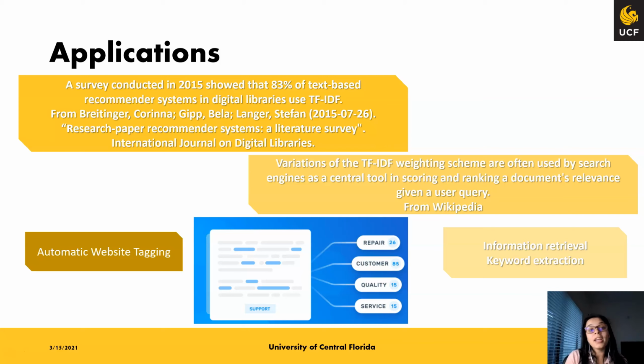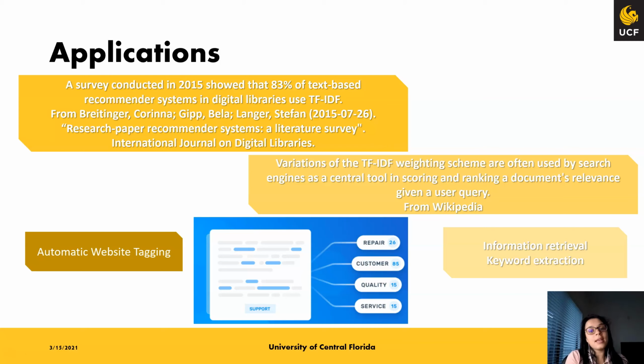In the first block here, we can see that a survey conducted in 2015 showed that 83% of text-based recommender systems in digital libraries use TF-IDF. That's a lot. 83% of recommender systems that are based on text use TF-IDF as their word vectorizer technique. That's very important. We can say that Netflix probably used TF-IDF, and Google as well.